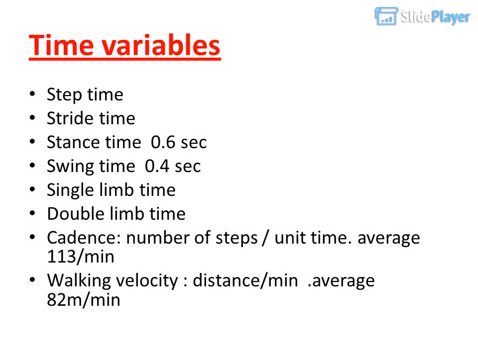Swing time 0.4 seconds. Single limb time. Double limb time. Cadence, number of steps per unit time, average 113 per minute. Walking velocity, distance per minute, average 82 meters per minute.